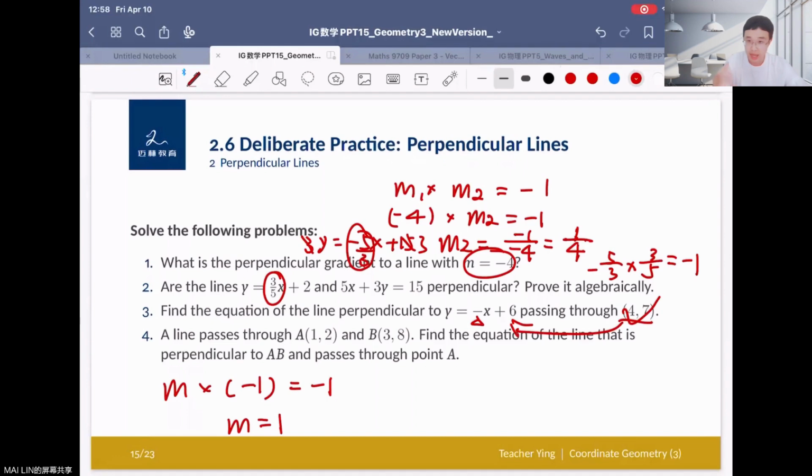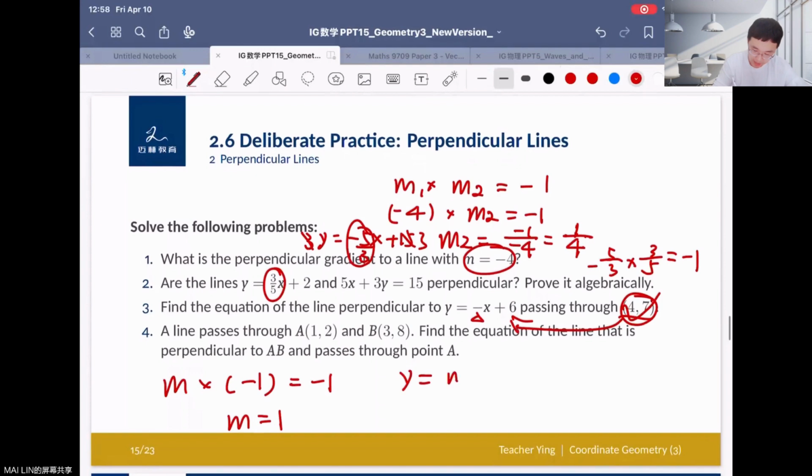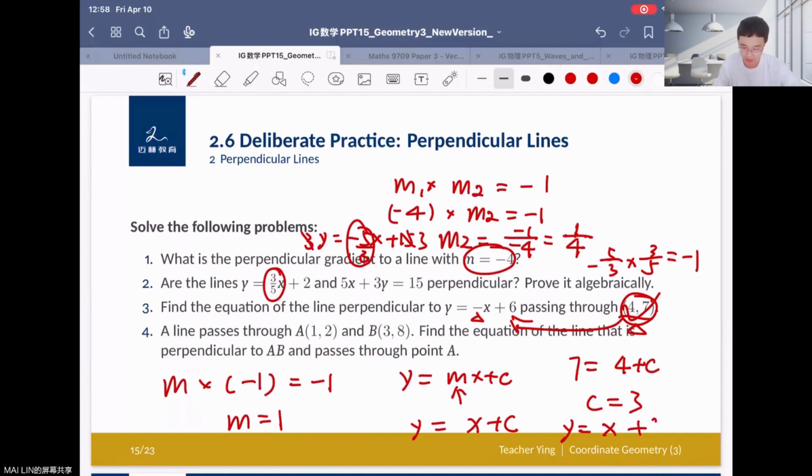And also, the line passes through 4, 7, so you can put 4, 7 into the equation. So y equals mx plus c. We know that m equals 1 already, right? So it's y equals x plus c. And it also passes through 4, 7. That is 7 equals 4 plus c, c equals 3. So here, the gradient is 1, c equals 3. The line's equation is y equals x plus 3, right? That is the third equation.